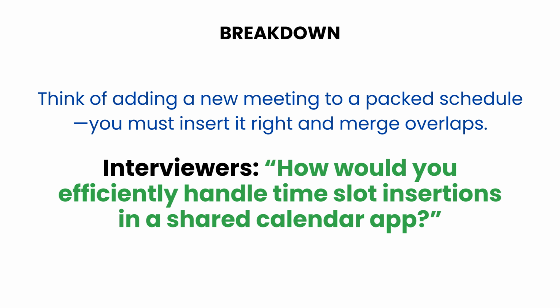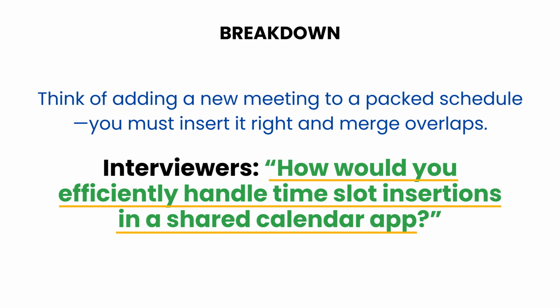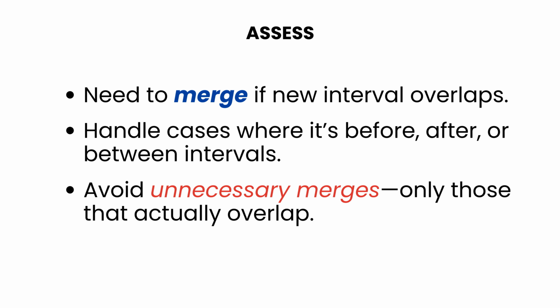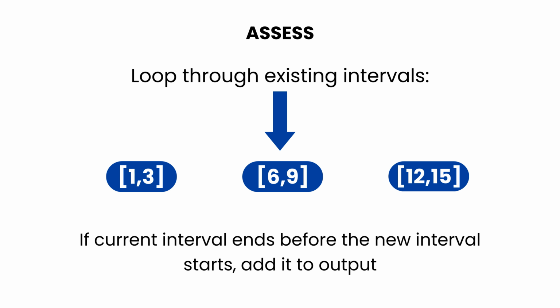Think of adding a new meeting to a packed conference room schedule. You have to insert it in the right spot and merge if there's any overlap. Interviewers might ask, how would you efficiently handle time slot insertions in a shared calendar app? What's tricky? You need to merge if the new interval overlaps with any existing one. Carefully handle cases where the new interval is before, after, or in between intervals. Avoid unnecessary merges, and stick to intervals that actually overlap.